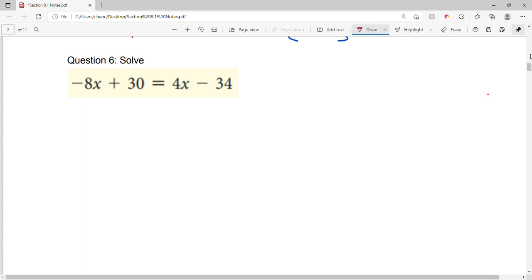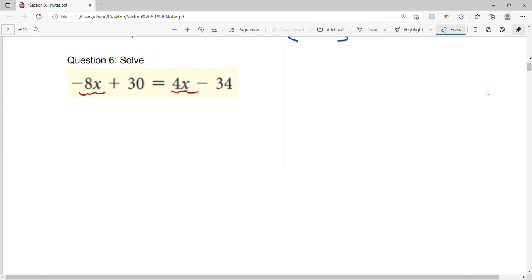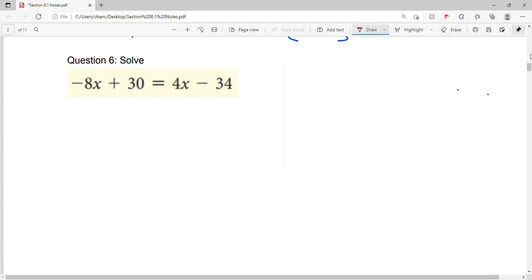Alright, let's check your work. Hopefully you tried question 6 by yourself. And we'll do it together now. I want to get the x by itself. So I'll have two options. I could subtract 4x to both sides, or I could add 8x to both sides. Either way, we're going to get the same solution, but I want to keep that coefficient in front of the x as a positive number.